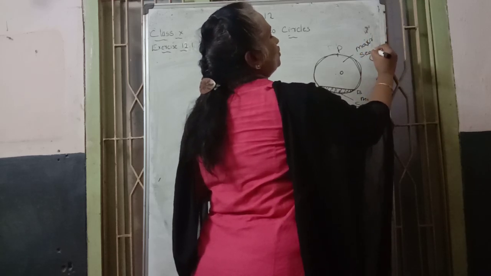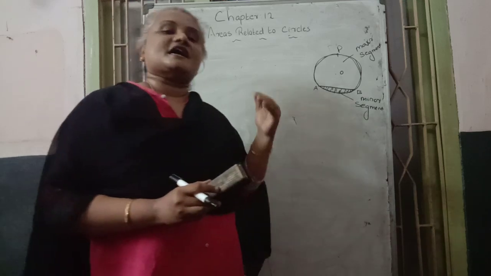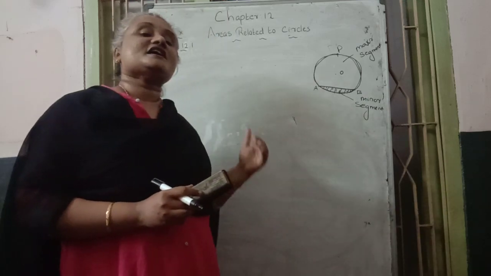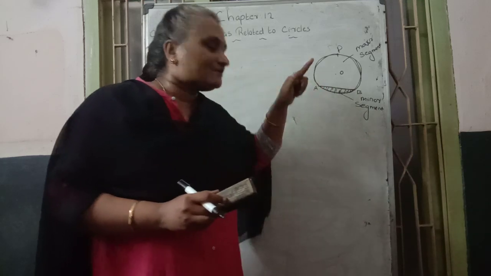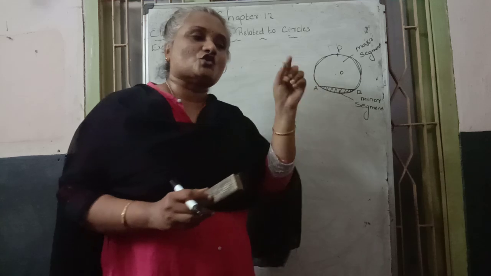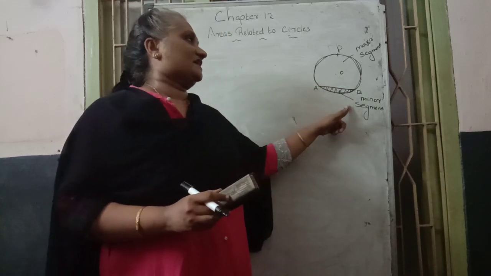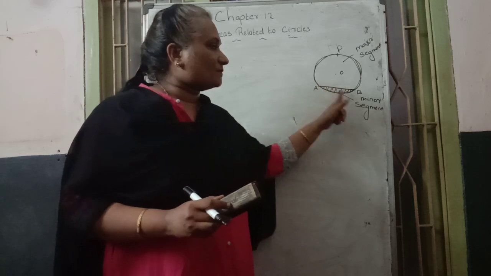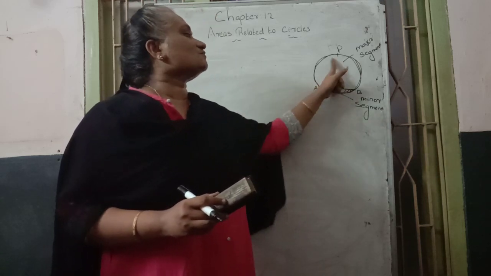So there are two types of segments: one is a minor segment, another is a major segment. A minor segment means the region joining an arc and a chord of a circle. Here see this small part only, that's why we call this part a minor segment. This is the bigger part.